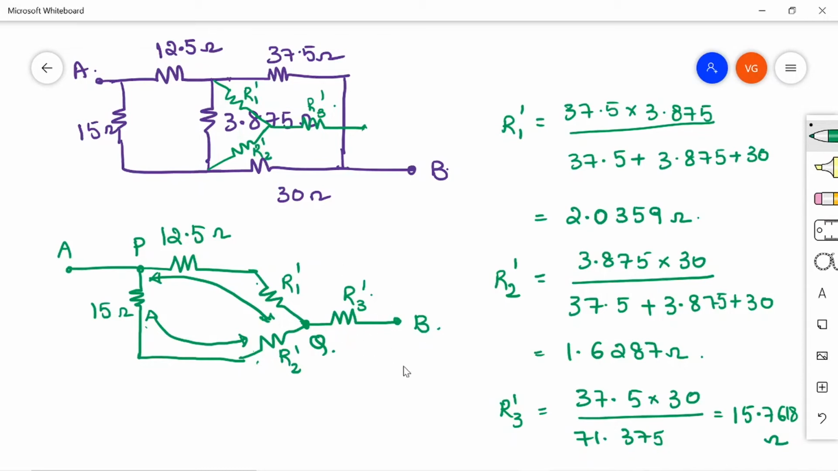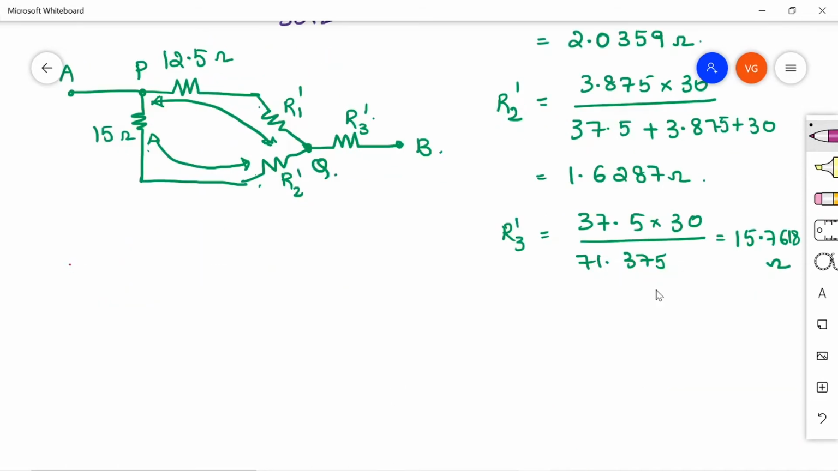Now the circuit is very simple. Let us simplify this circuit again. So I am redrawing the circuit. So 12.5 and R1 dash, which is 2.0359, so that will be 14.5359 ohm. Then in the parallel branch you have 15 and R2 dash.